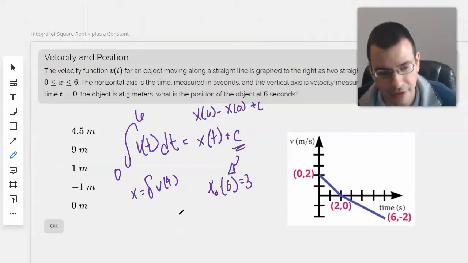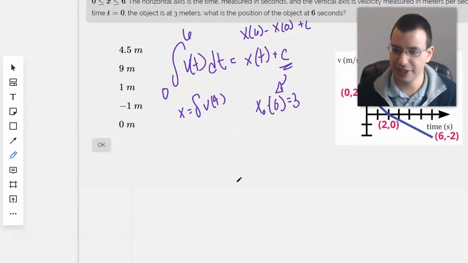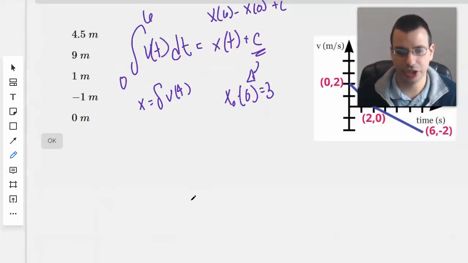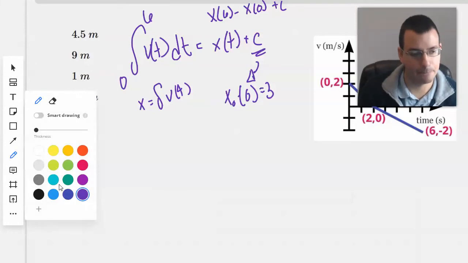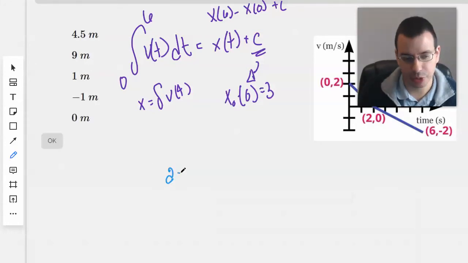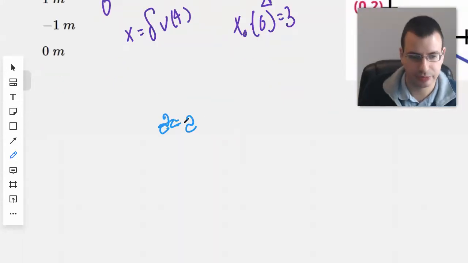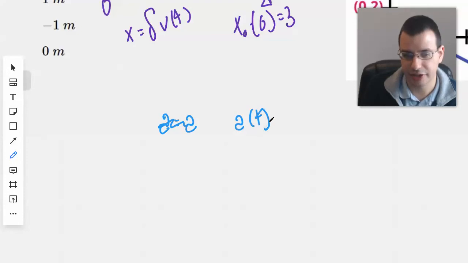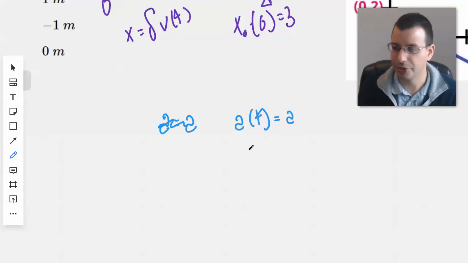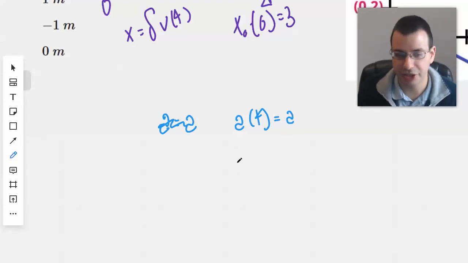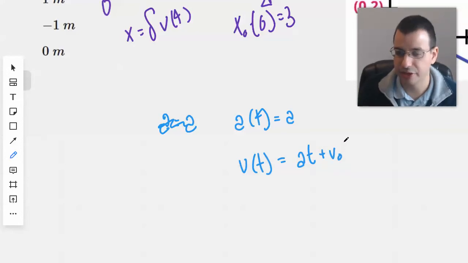If you've had physics yet, you might have seen the kinematic equations. The way the kinematic equations work is you have some sort of constant acceleration, so a of t equals some constant a. It's almost always gravity. Then if you take the integral of that, you'll get velocity, which will be at plus v naught, where v naught is the constant c.